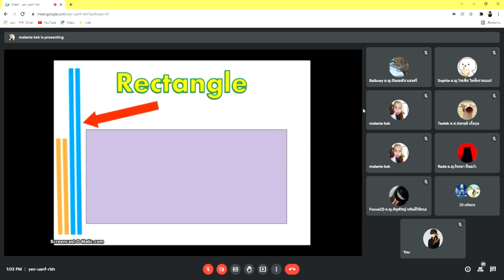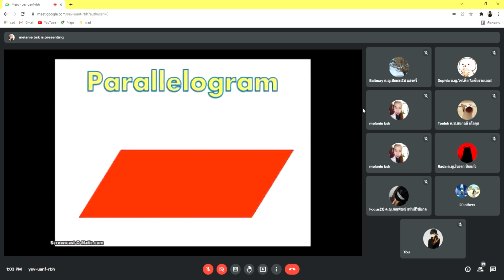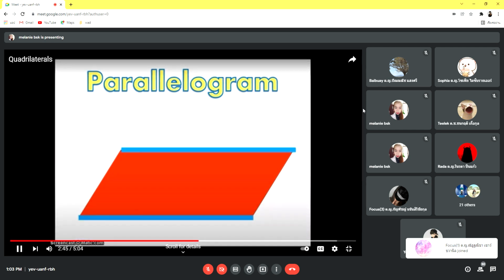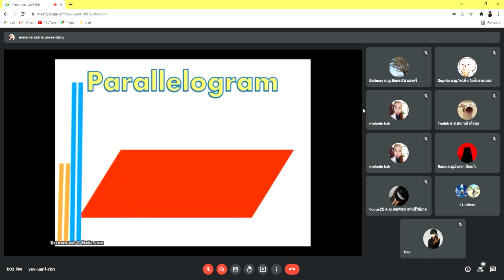And the next quadrilateral is called a parallelogram. These ones do not have any right angles, none. They do have 2 sets of parallel sides though. And also, if we were to line up these sides, just like the rectangle, they would not be equal.